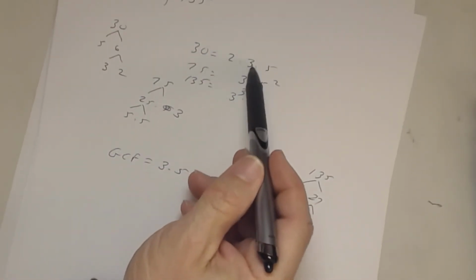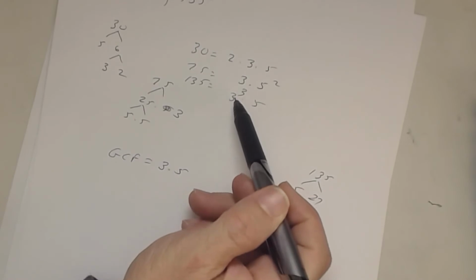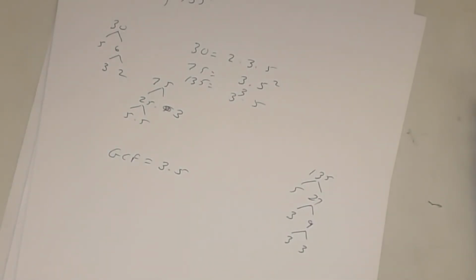I have how many factors of 3 here? 1. How many factors of 3 here? How many factors of 3 here? 3. So I have a 3, and 3 of them. What's the largest they share? 1. They share 1. Y'all agree?